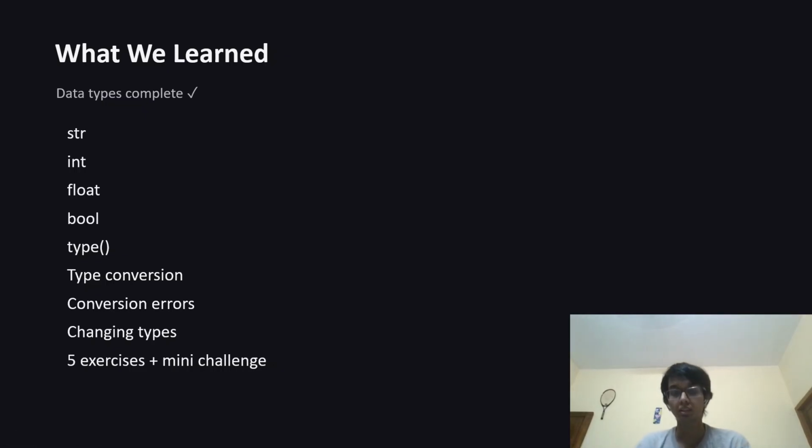So this is pretty much our lecture today. Let's recall what we learned. Data types is completed. We learned about the string data type, the integer data type, the float data type, and the Boolean data type. We learned about the type function. We learned about different functions used for type conversions. We learned about conversion errors. We learned about changing types. We also did 5 exercises and a mini challenge.